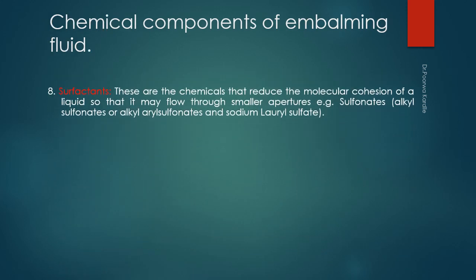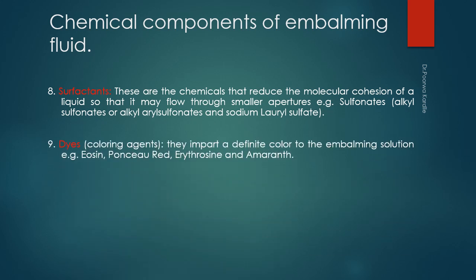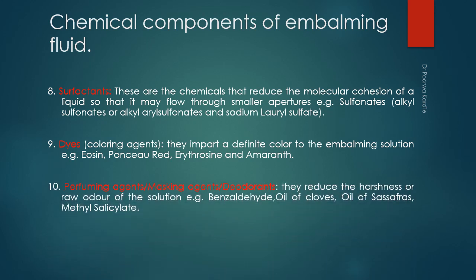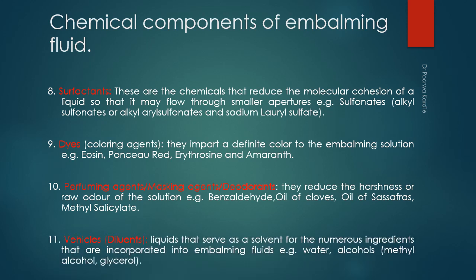Then the next component is surfactant. Surfactants are the chemicals that reduce the molecular cohesion of liquid. Then we use coloring agents that impart definite color to the embalming solution. We use perfumes, deodorants to reduce the raw odor of the solution, and we use diluents. They are the solvents for ingredients used in embalming fluid.